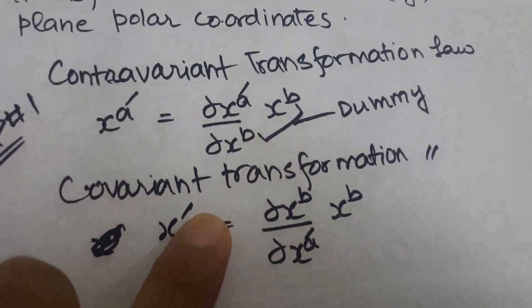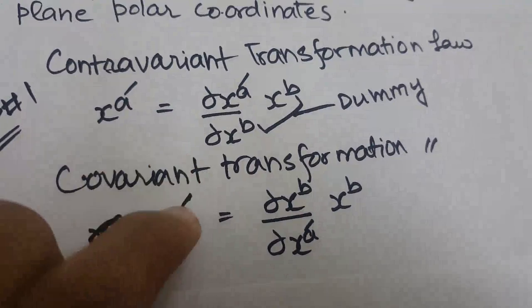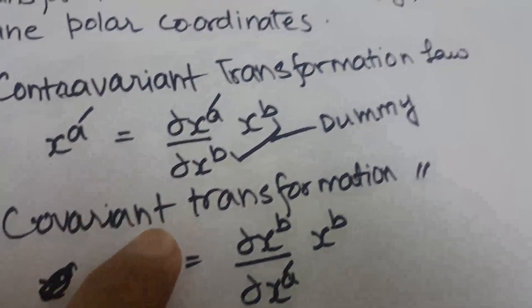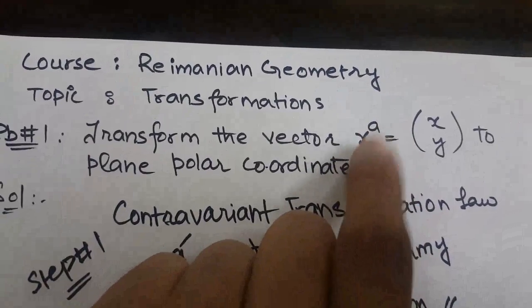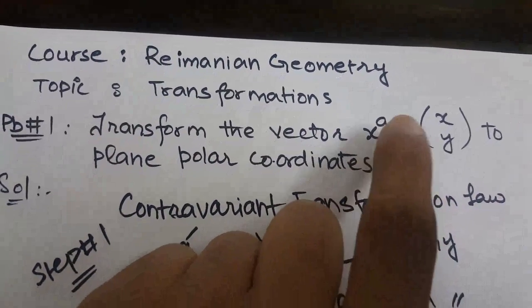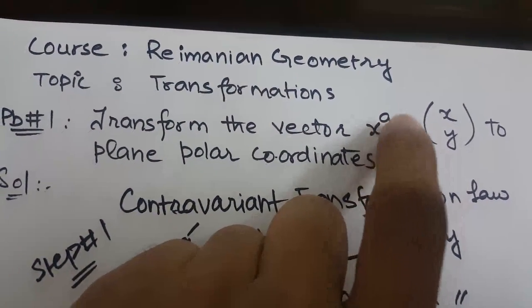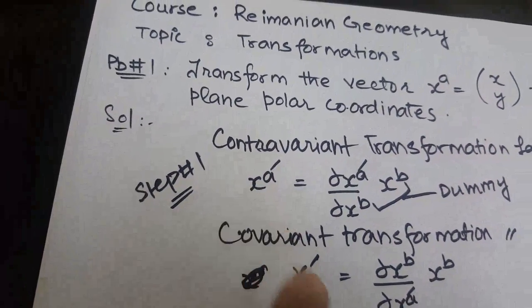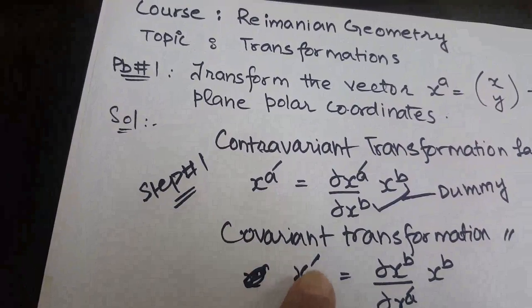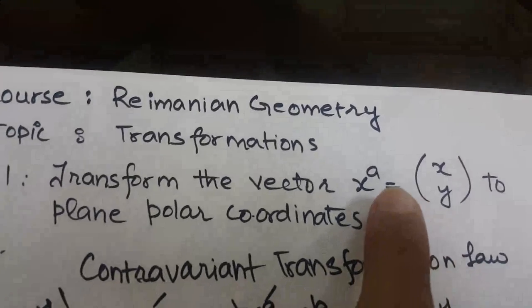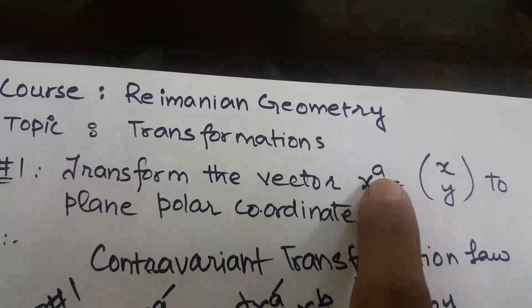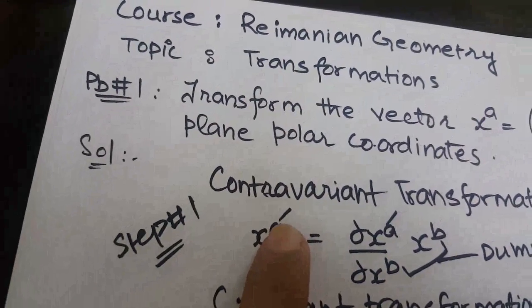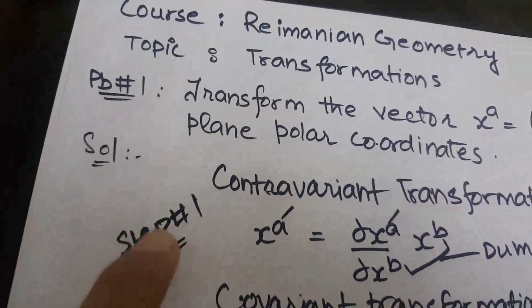How to use these two transformation laws depends upon our question. And in our question, the vector we have is like x to the power a, where a is written above here. So we have to use a contravariant transformation law for it. We are not going to use covariant transformation law because in the question we have a written above. So we will use a contravariant transformation law. That is our step number one.